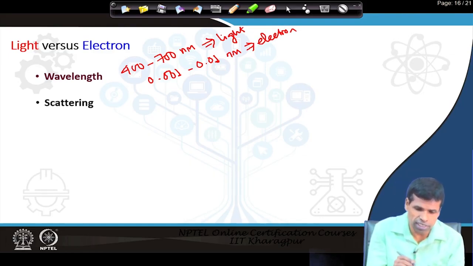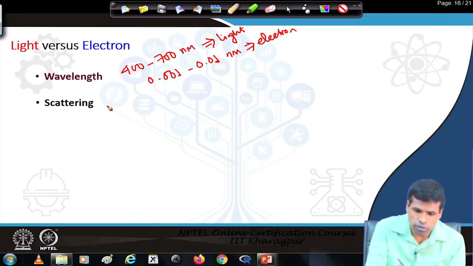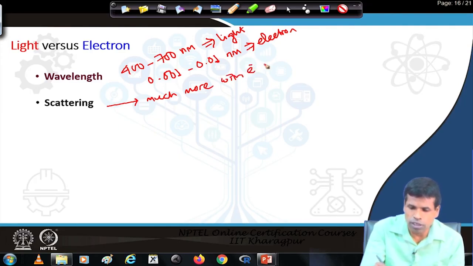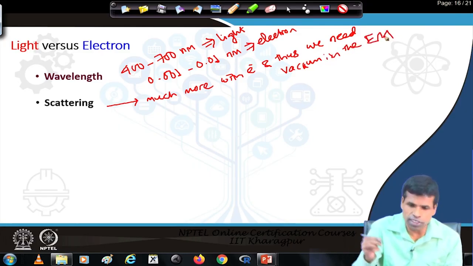So, scattering is much more for electrons as compared to light. With electrons, and thus we need high vacuum in the electron microscope. This is about the scattering.